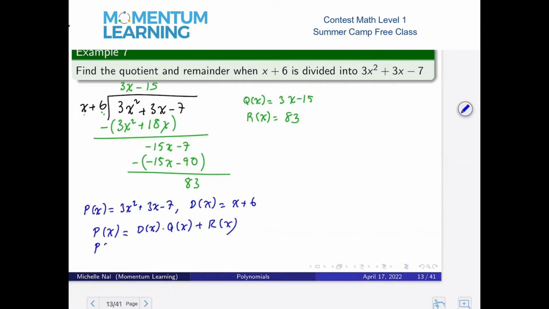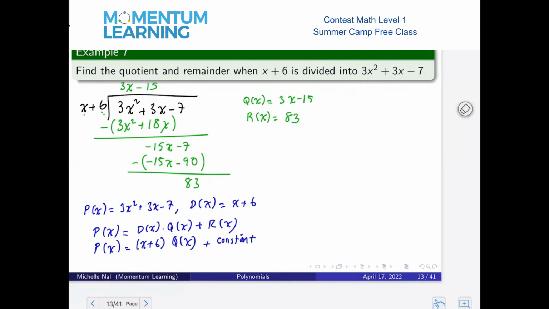Now, p of x, again, my divisor is x plus 6. I don't know my quotient, assuming we didn't do anything before that, plus the remainder. Okay, again, the remainder is going to be a constant. Keep that in mind. So let me write this as a constant here.